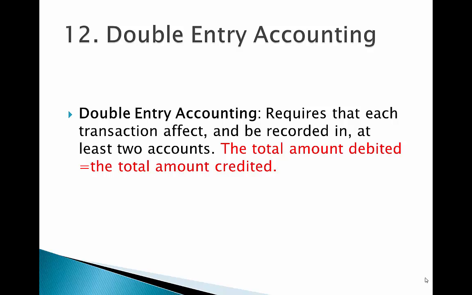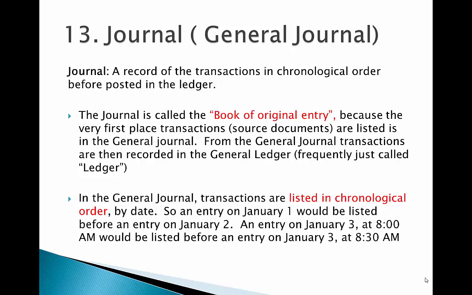We have double entry accounting, which requires debits to equal credits in every journal entry. The general journal is a record of transactions in chronological order before posting to the ledger. The journal is called the Book of Original Entry because the first place the transaction is listed is in the general journal. From the general journal, transactions are then recorded in the general ledger, frequently just called the ledger. In the general journal, transactions are listed in chronological order by date. So an entry on January 1st would be listed before an entry on January 2nd.